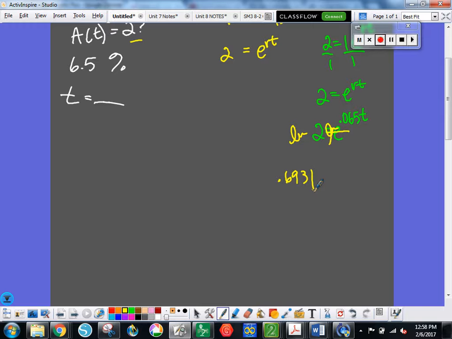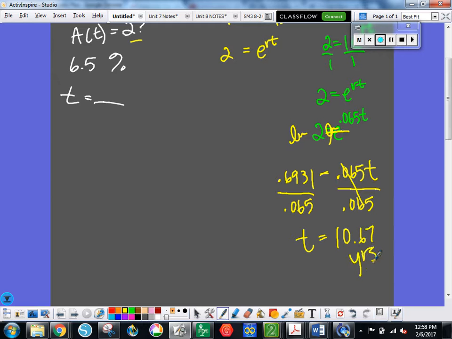So the natural log of 2, 0.6931, equals, on the right-hand side, those cancelled, 0.065 t. Now how do I solve for t? Divide by 0.065. So it's going to take you 10.67 years for your money to double at an interest rate of 6.5%. Does that make sense?